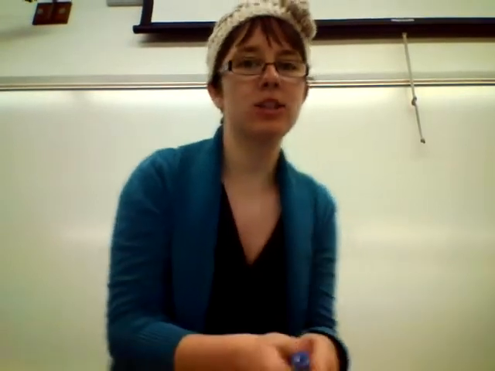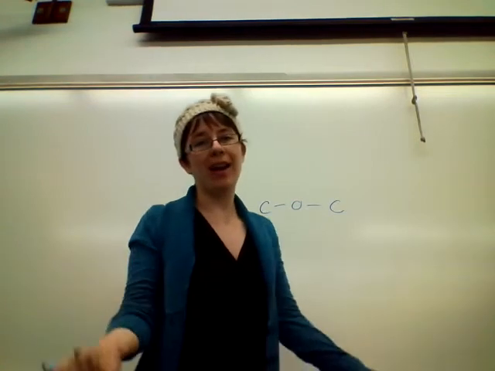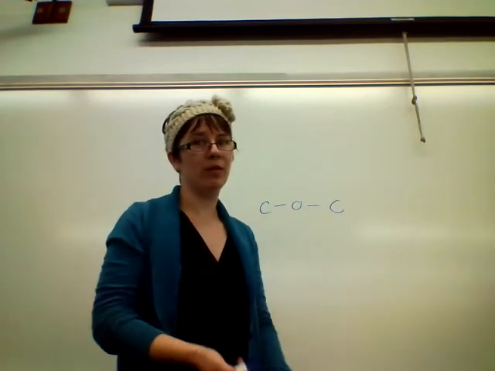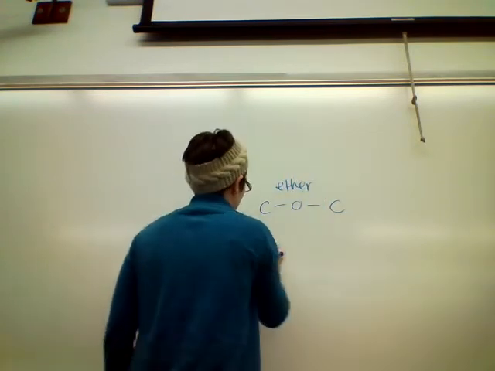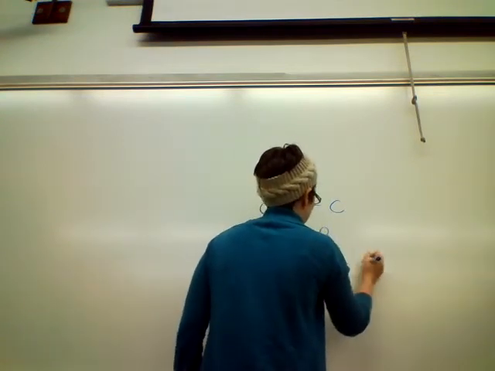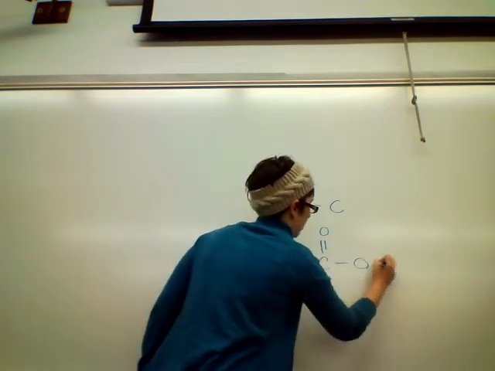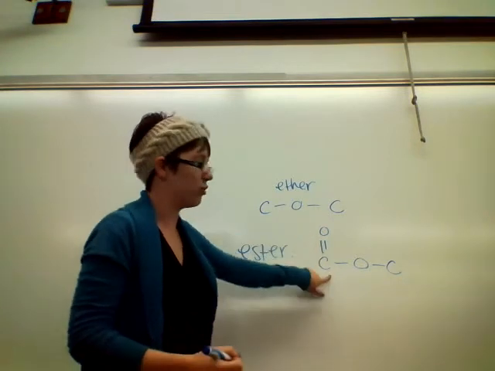Today we're going to be talking about ethers. An ether looks like this in general. The formula C-O-C. The way I remember ethers, because I don't want to be confused with esters, which look very similar. This is an ether, and an ester looks like this. It looks like an ether, but there's a carbonyl. There's a C double bonded to an O instead of just a C.